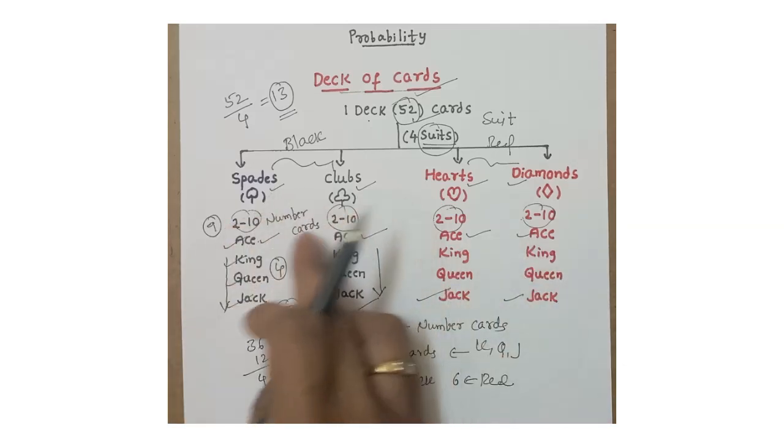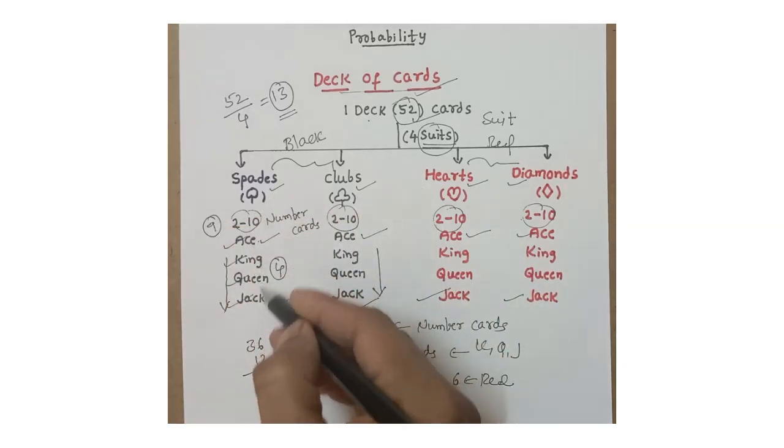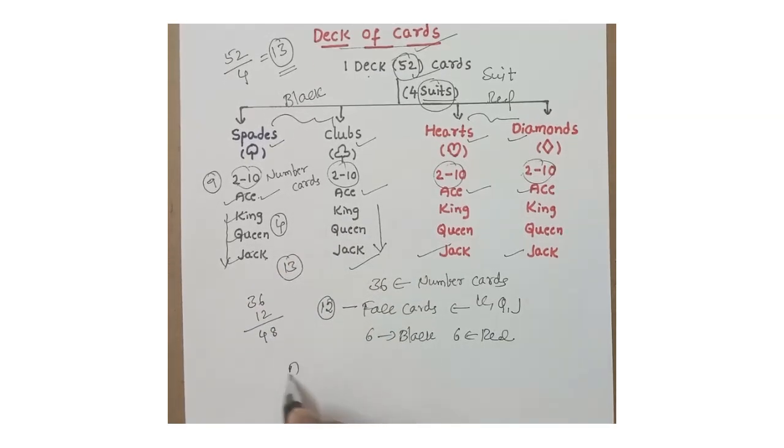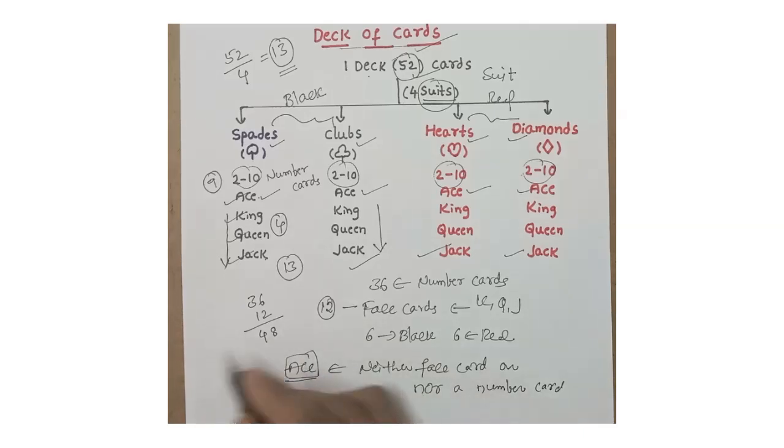Sir, you mentioned 2 to 10 are number cards, and king, queen, jack are face cards. What about ace? Ace is neither a face card nor a number card, because it doesn't have a number, and it doesn't have a picture on the card either. It is a different one. There is one ace in each suit, so totally four.